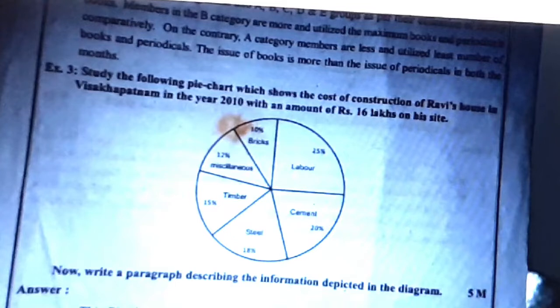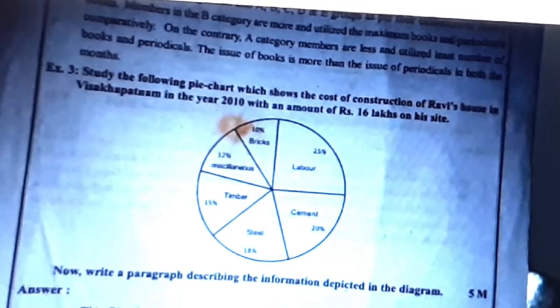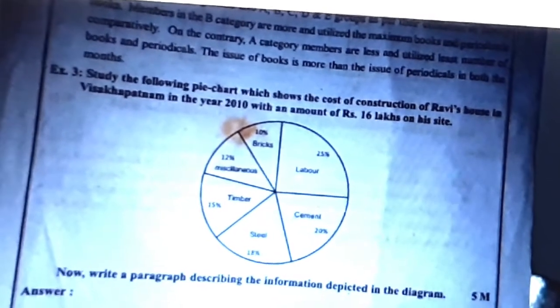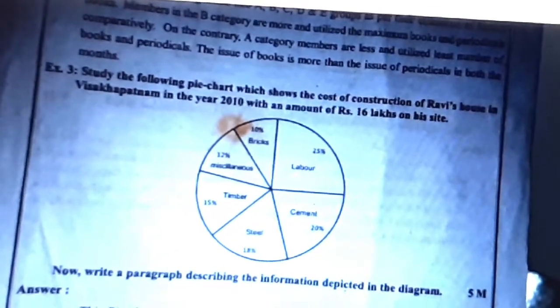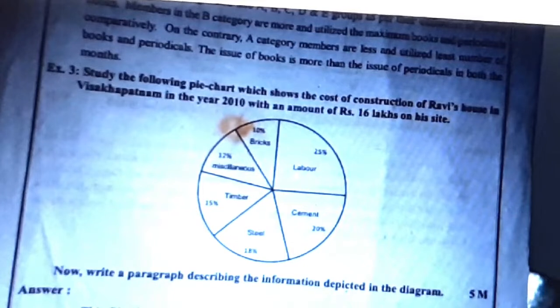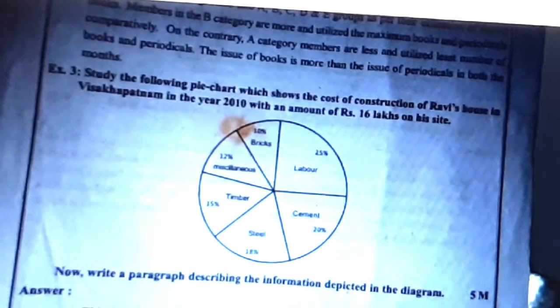Next, how many parts are there in that diagram? See or observe the diagram and write. Here there are 6 parts. Okay, write "there are 6 parts". This is the fourth line.